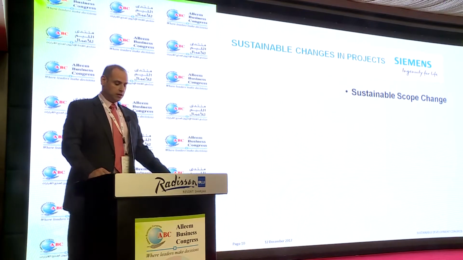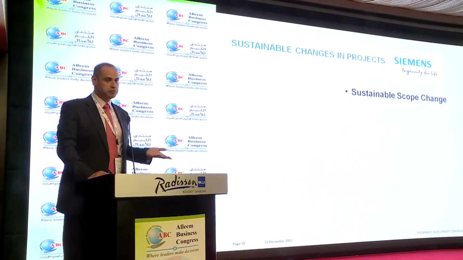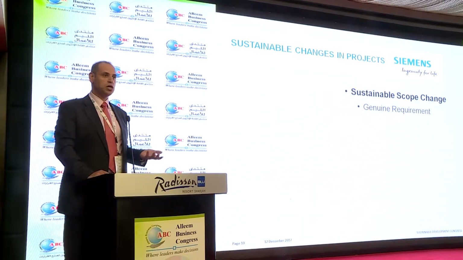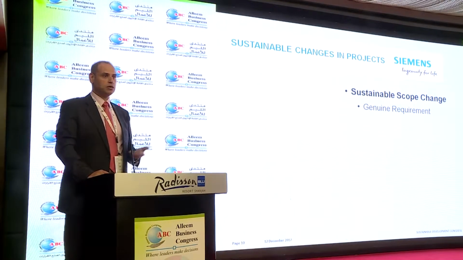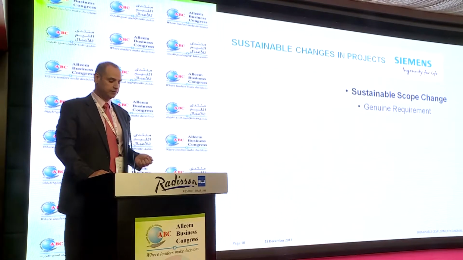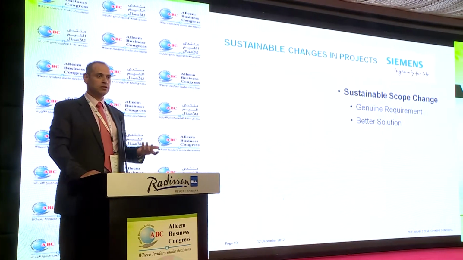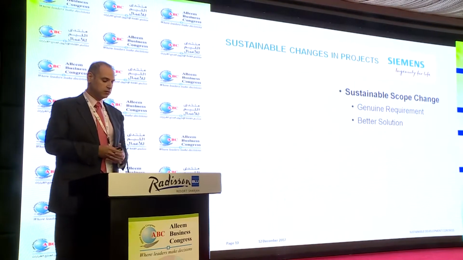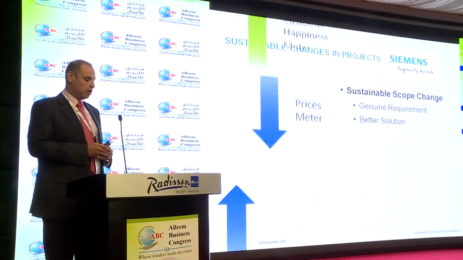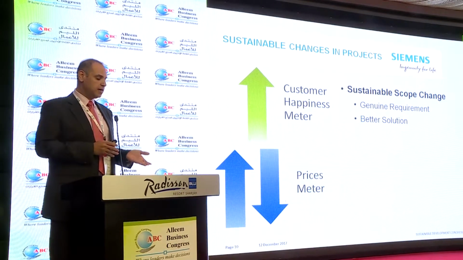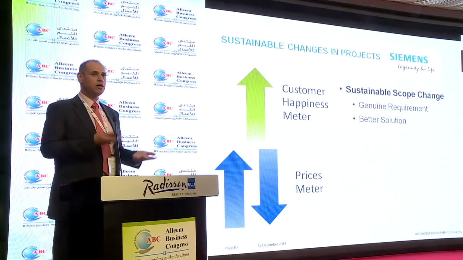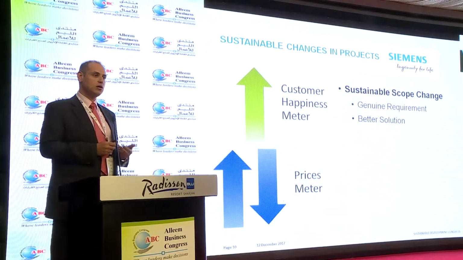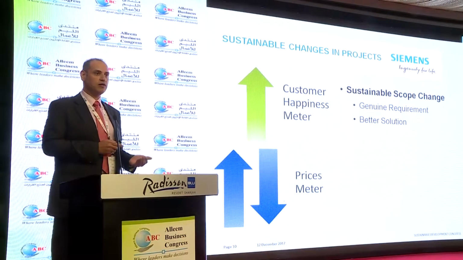Scope change. Sustainable scope change exists. So if there's a genuine requirement for a scope to change, this is sustainable because things are happening for a reason. Better solutions, as we discussed earlier, most probably drive the price down. And in this case, despite the price meter going up and down, your customer is happy. Your customer trusts you, and he's happy at the end of the day.